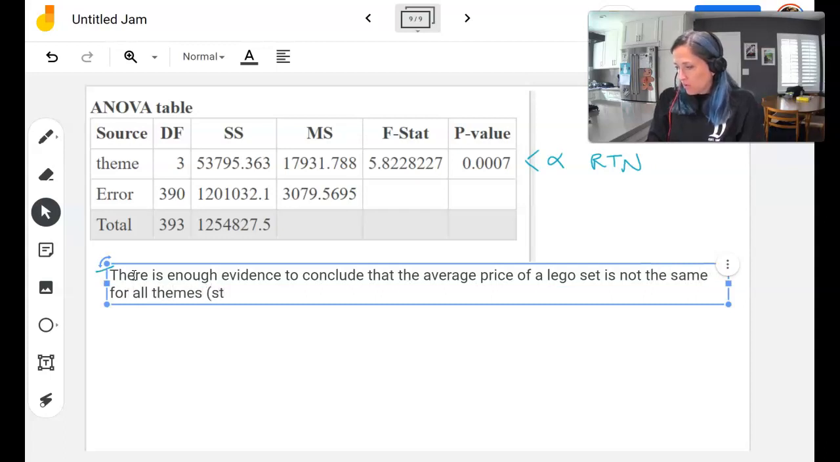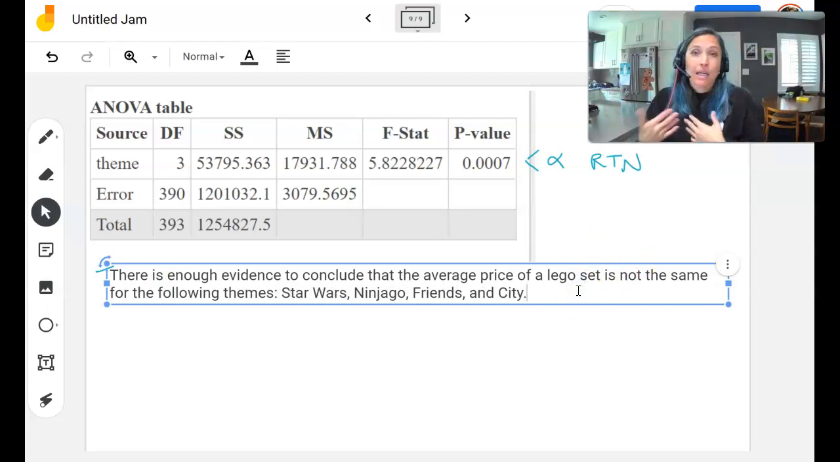And then Star Wars, Ninjago, Friends, and City. Or we could even be like across the same for the following themes. There we go. That's cute. All right, so that's our conclusion. We're done. That's it. Again, we probably want to do something ad hoc because it's just what we want to do as people, like say more about it.